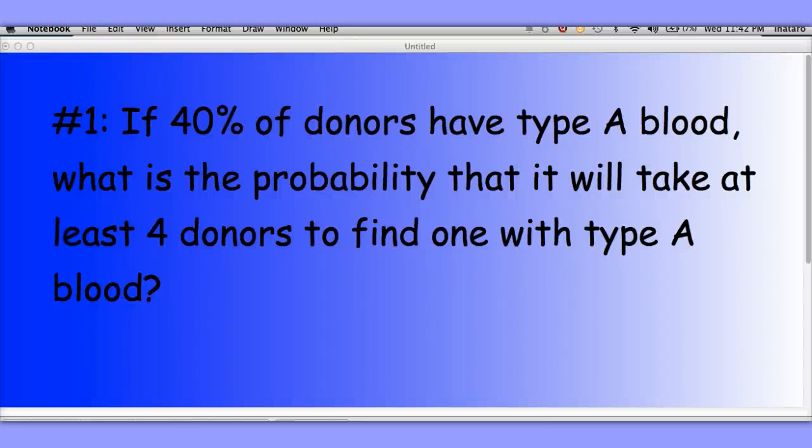Hello, I'm Lena Taro. In this video, we'll use Fathom to help us answer the question, if 40% of donors have type A blood, what is the probability that it will take at least 4 donors to find one with type A blood? This is a question that's found in grade 7 Common Core State Standard Statistics for mathematics.